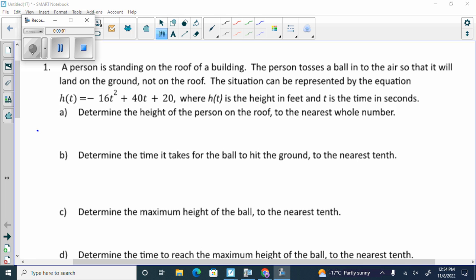A person is standing on the roof of a building. The person tosses the ball into the air so that it will land on the ground, not on the roof. The situation can be represented by h of t equals negative 16t squared plus 40t plus 20, where h of t is the height in feet and t is the time in seconds. And then here they want you to determine the height of the person on the roof above the ground to the nearest whole number. So what am I literally just asking for?